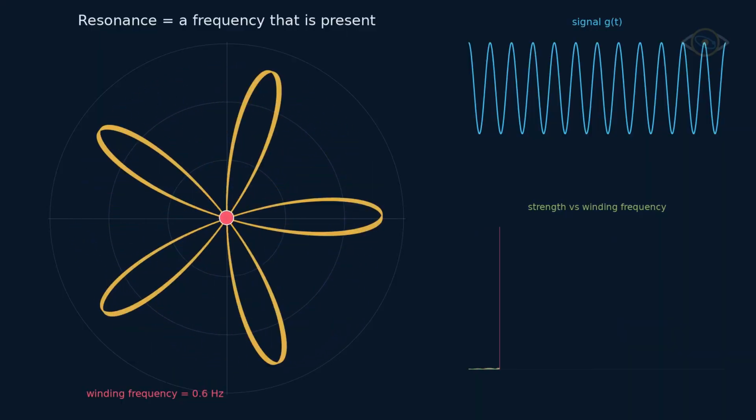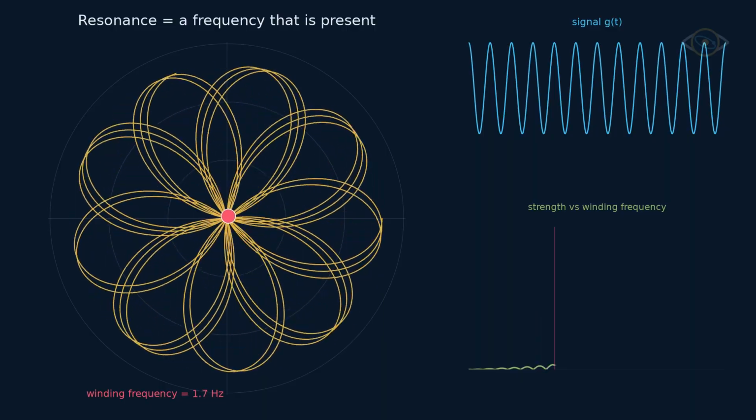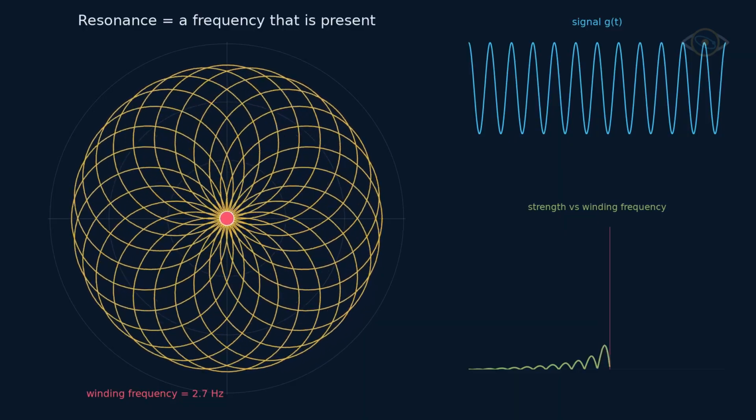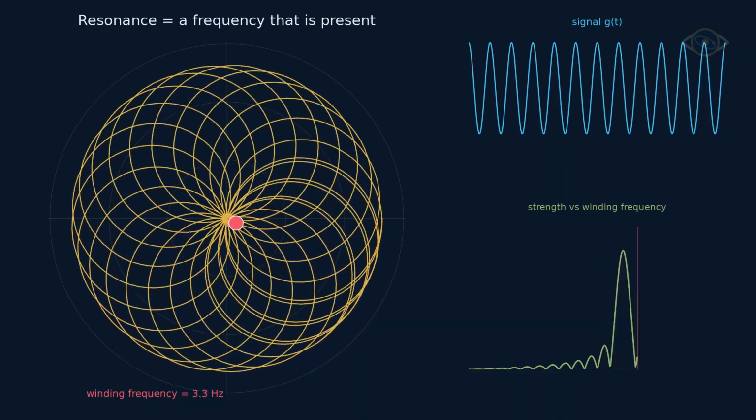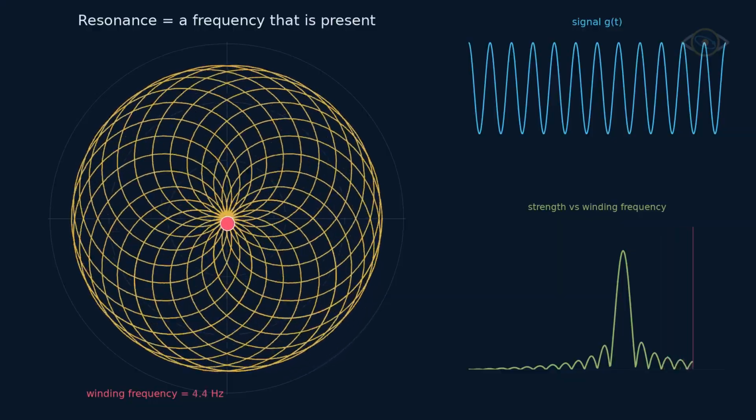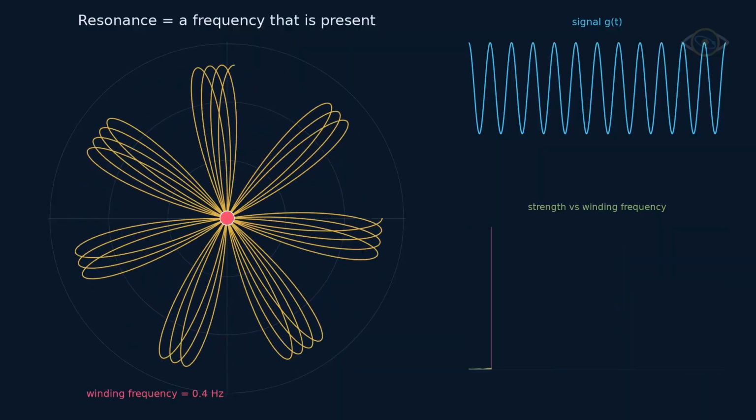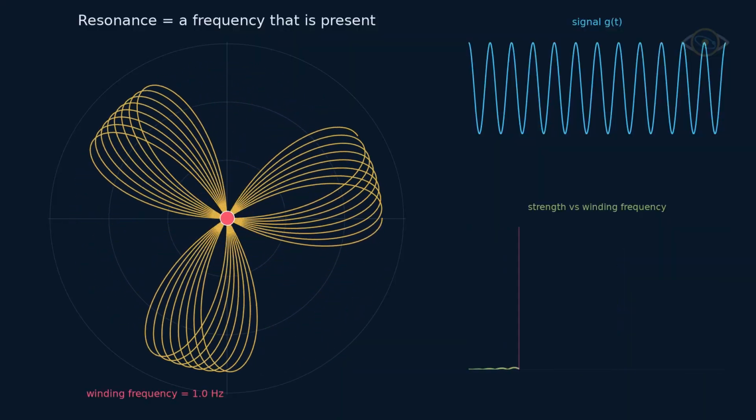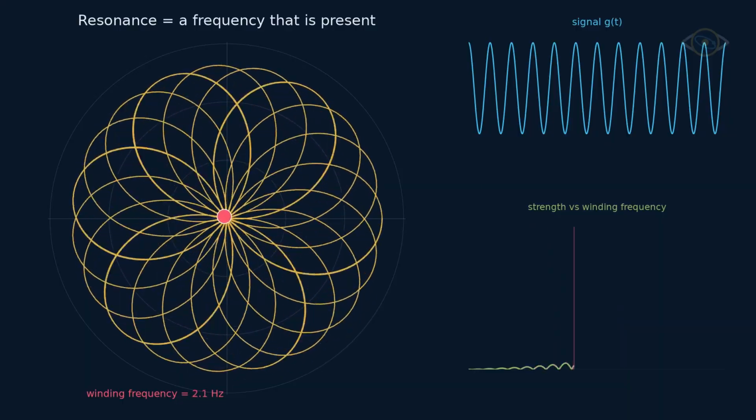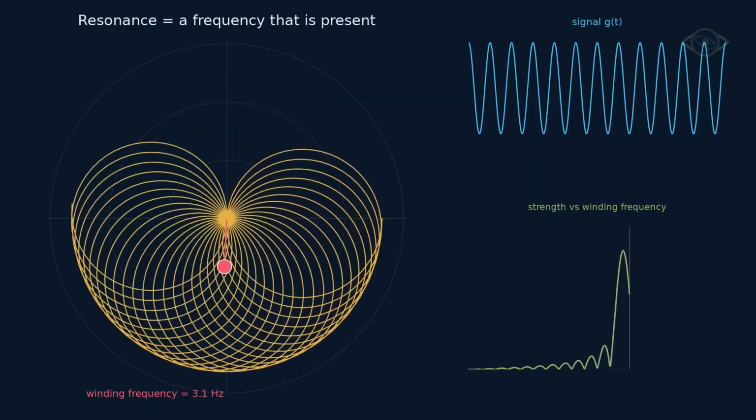That lunge is the heart of it. When the winding speed matches a frequency actually inside the signal, the high parts of the signal all pile up on the same side of the circle, instead of canceling. So the center of mass swinging out is the signal shouting, "Yes, that frequency is in me." And the size of that swing tells you how strongly. The graph on the lower right records that strength against every winding speed we try.